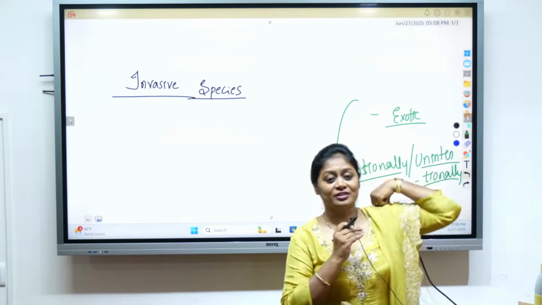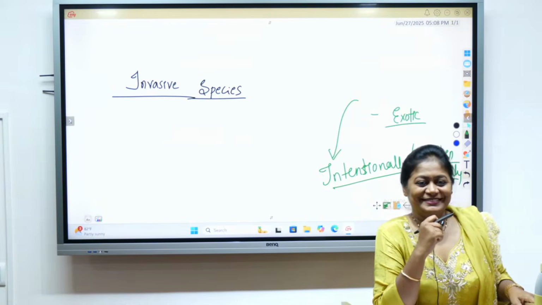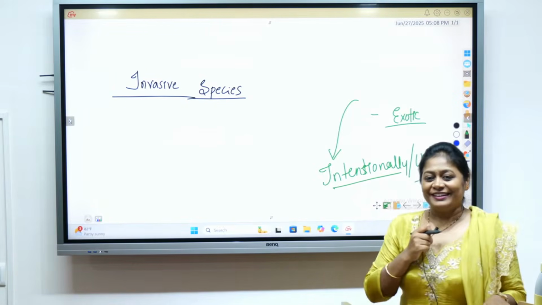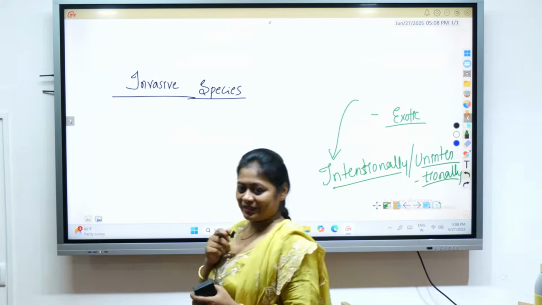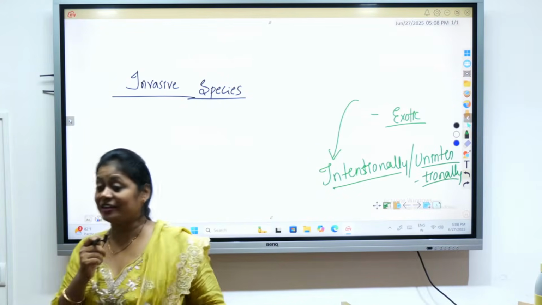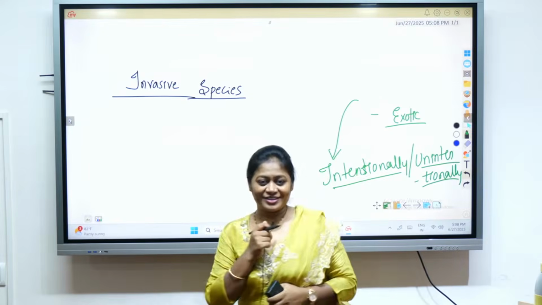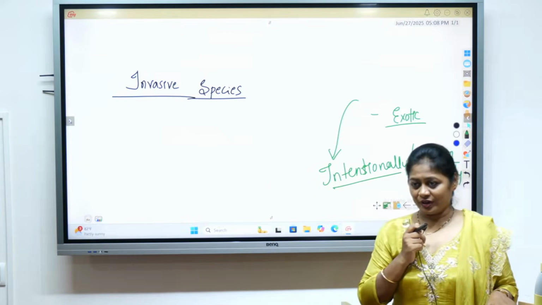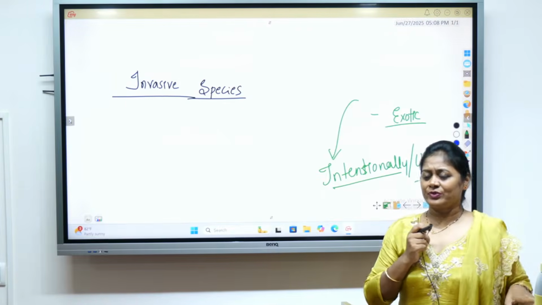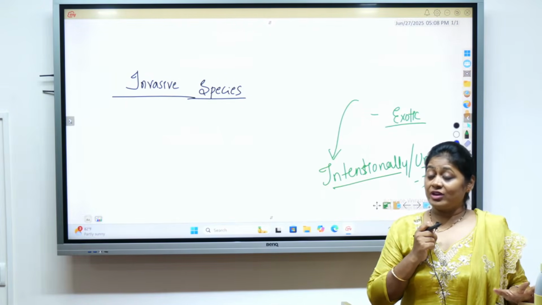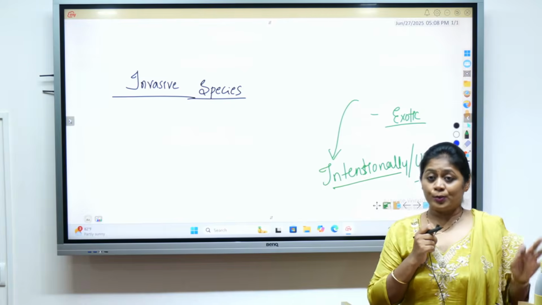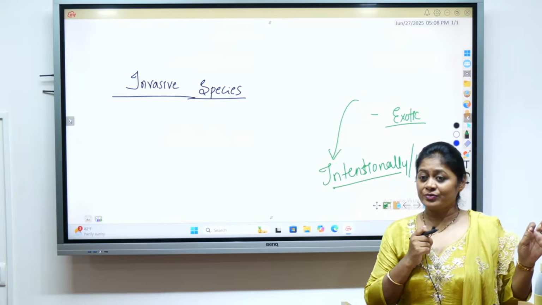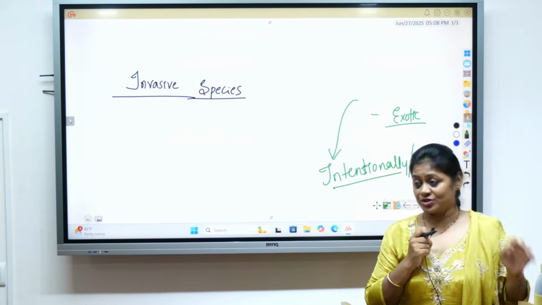Example, intentional. Catfish. Unintentional: Congress grass, water hyacinth, lantana. So these invasive species pose a threat to local or native species.